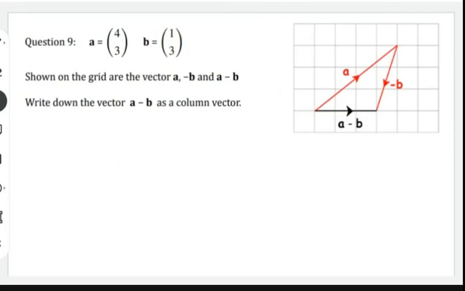So we know the top number is for numbers in the horizontal direction, and the bottom number is numbers in the vertical direction. Cool.